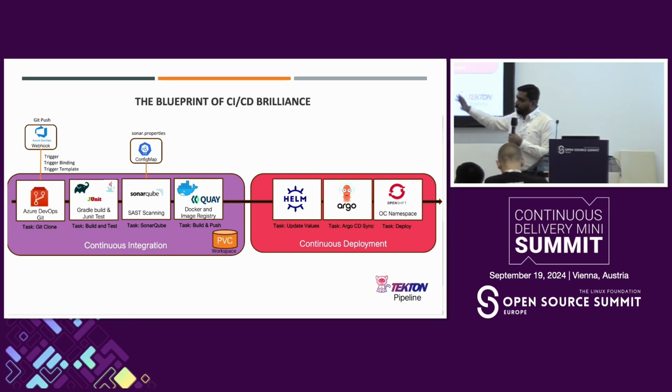So we are using a Kubernetes native PVC as a workspace for all the integration, and the source code, or the sharing of the files, is done through the PVC. So there the CI takes care. And coming to continuous deployment, we use multiple tasks for the deployment. One of the tasks we use for configuration management and packaging is Helm chart, which is easy to integrate with Tekton.